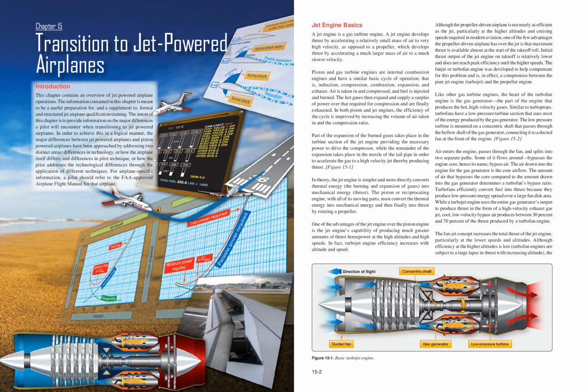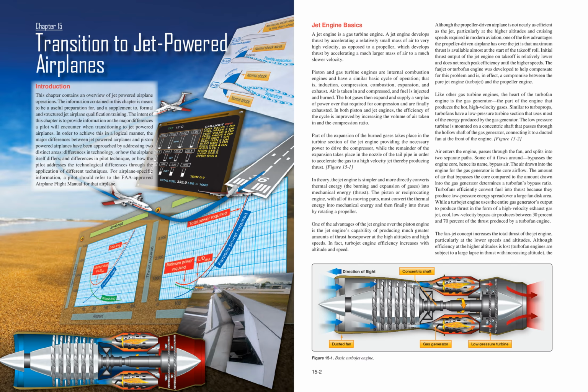Initial thrust output of the jet engine on takeoff is relatively lower and does not reach peak efficiency until the higher speeds. The fanjet or turbofan engine was developed to help compensate for this problem and is, in effect, a compromise between the pure jet engine, turbojet, and the propeller engine. Like other gas turbine engines, the heart of the turbofan engine is the gas generator, the part of the engine that produces the hot, high-velocity gases.